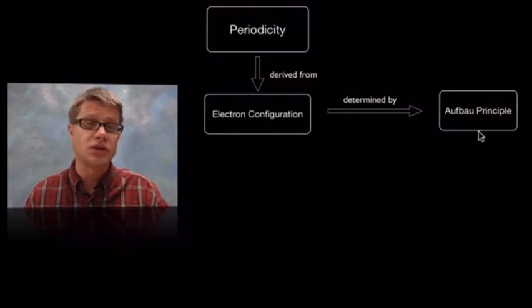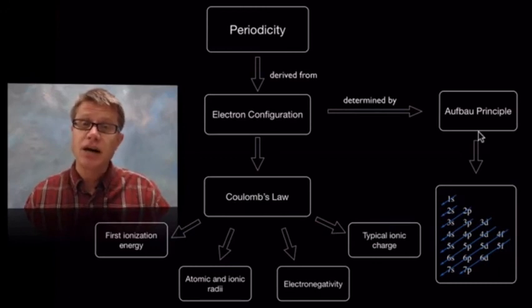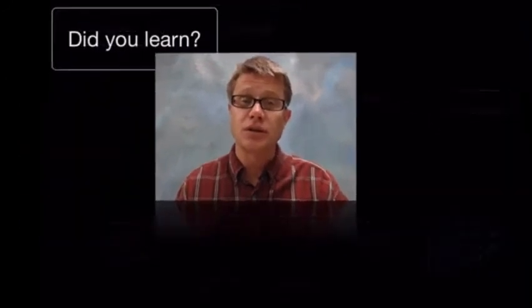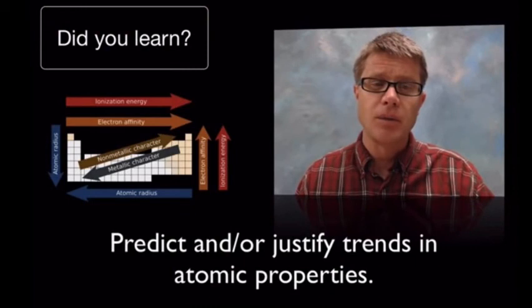And so again, in summary, periodicity comes from the electron configuration, which is determined by the Aufbau principle. But what really explains it is Coulomb's law, which allows us to make these big predictions. Ionization, remember, goes up and to the right. Atomic radii increases down and to the left. Electronegativity up and to the right. And then ionic charge, remember, we find where the noble gases are, and then we look at how many electrons we have to gain or lose to get there. And then these are important in designing materials.